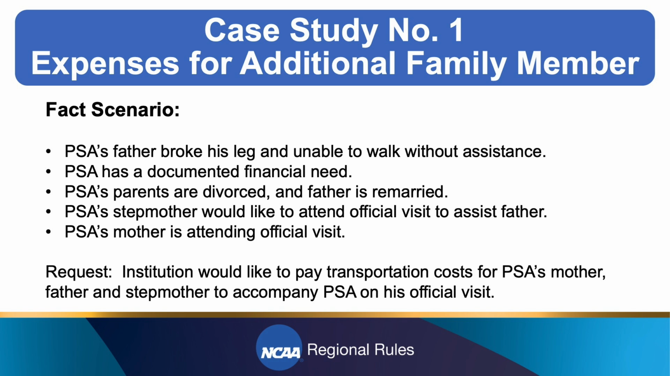The PSA's parents are divorced and the father is remarried, so the request is for the stepmother to attend. The PSA's stepmother would like to attend the official visit to assist the father, and the PSA's mother is attending the official visit as well, so there'll be 3 on the official visit. And like I said, the request from the institution is to actually pay the transportation costs for the PSA's mother, father, and stepmother, so there would be 3 individuals they want to pay for.